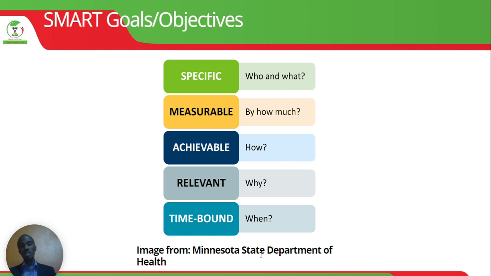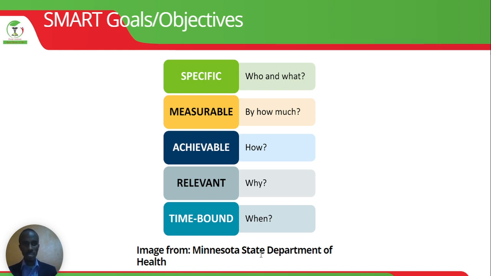So if I can mention one objective and we see how smart it is, would be for example a goal to increase the physical activity of employers in organization X within 2 months. So who and what? If we are looking at that goal to increase the physical activity of employers in organization X within 2 months.